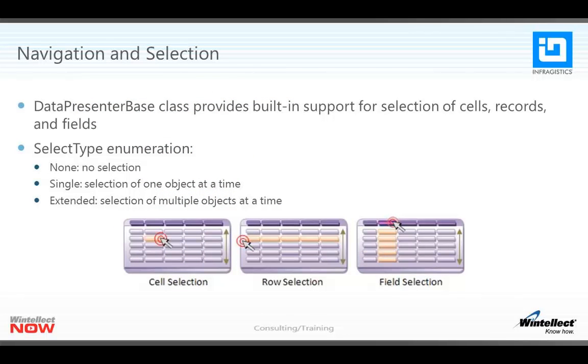All NetAdvantage WPF controls derived from the Data Presenter base class have built-in support for selection of cells, records, and fields. There are 3 different selection modes available on the selection type enumeration. The first one is None, which allows no selection. The second one is Single, which allows selection of one object at a time. And the last one, Extended, allows selection of multiple objects at a time, either programmatically or by the user holding down the Shift or Control key as they select by clicking their mouse button.